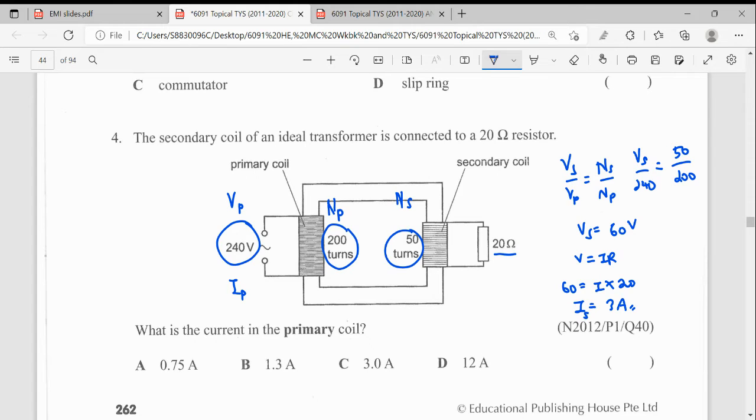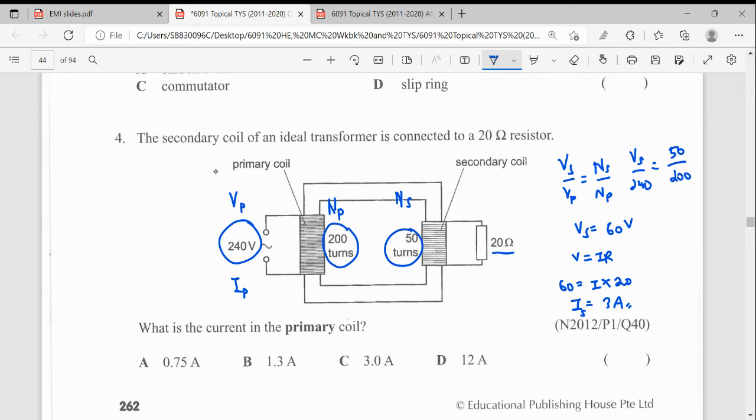Okay, so now that I have solved for IS, I need to find IP. So how can I equate them together? So again, let's use the formulas. So Is over Ip is equal to Np over Ns. Okay, so let's just substitute the values in. So 3 over Ip is equal to Np, which is 200 over 50. So let's use our calculators again to find the answer.